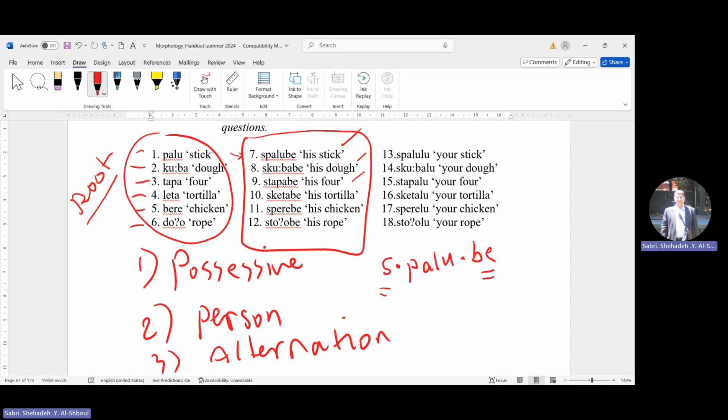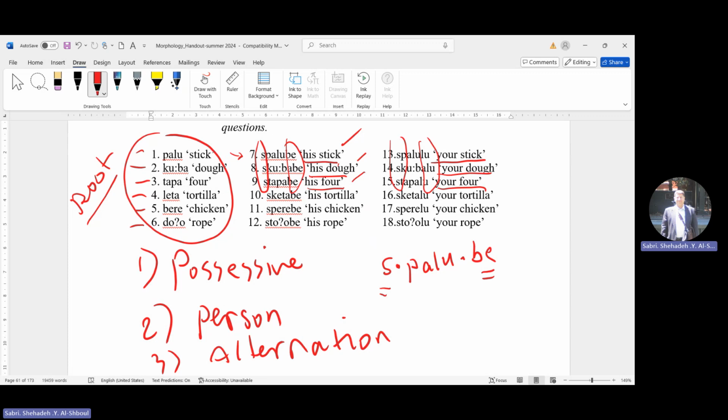Now, if we compare the data here with the corresponding data for your, your stick. So you have his stick, your stick. We have his dough, we have your dough. We have his flour, your flour. Here we find that in the two forms, we have the sa, which is maintained, while the change occurs on bi versus lu.